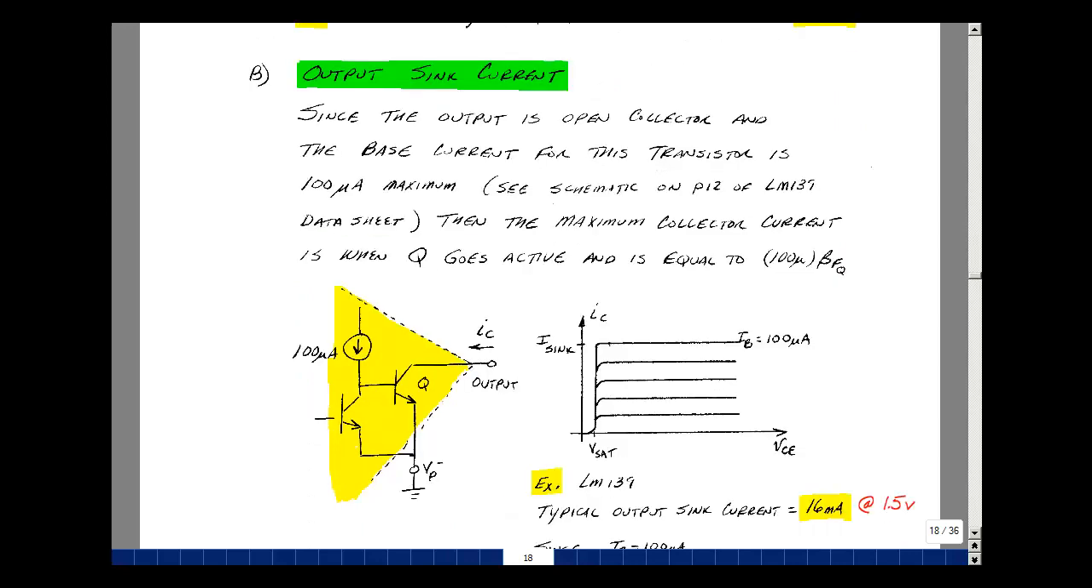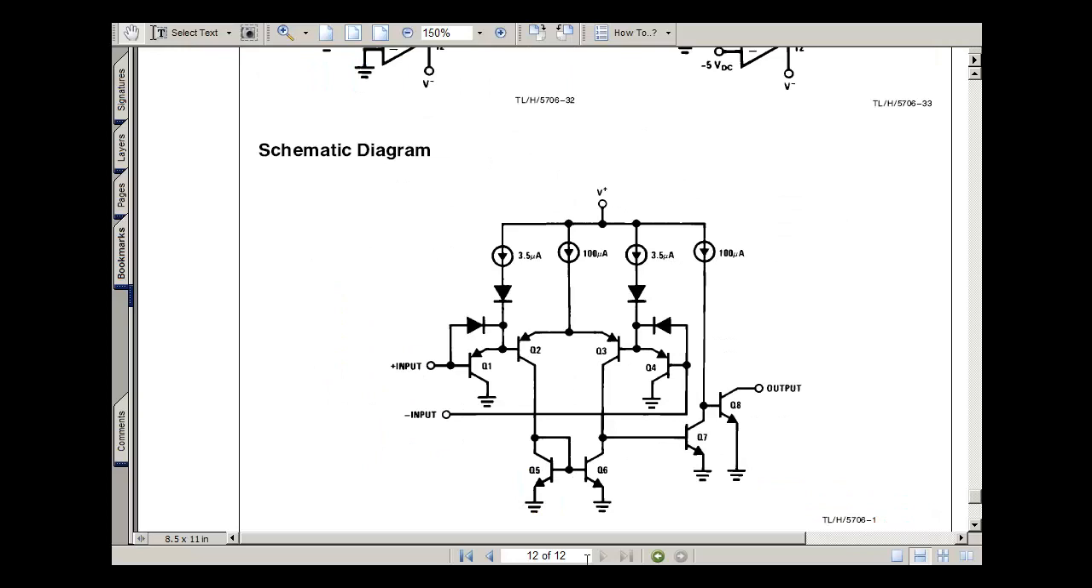Next, I want to take a look at the output sink current. And this really goes back to the schematic of the comparator. If you look at the last page of the data sheet, it shows this picture, which is sort of an equivalent circuit of the comparator, replacing what are called current mirrors by just their effective current sources. So here you see this open collector transistor where we're going to hook up a resistor or maybe an LED or a motor to complete our circuit.